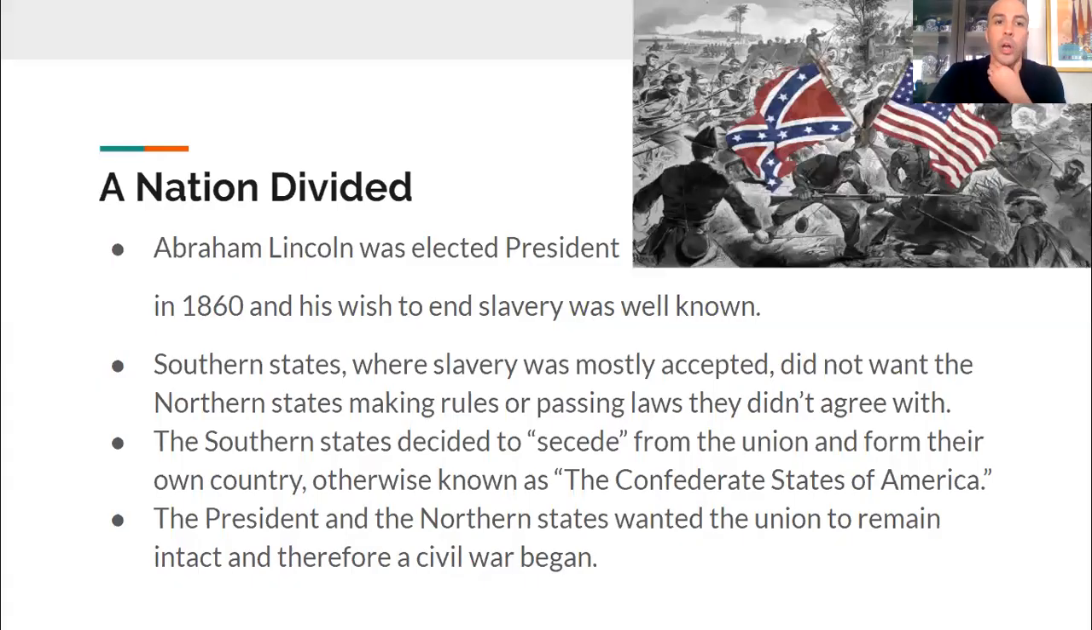So first, let's talk about a nation divided. Abraham Lincoln, our 16th president, as many of you know, was elected president in 1860. His wish to end slavery was very well known. Up to that point, slavery existed in every state in our country. Although some people have the misconception that northern states did not have slaves, that's not true. There were slaves in northern states, including New York State.